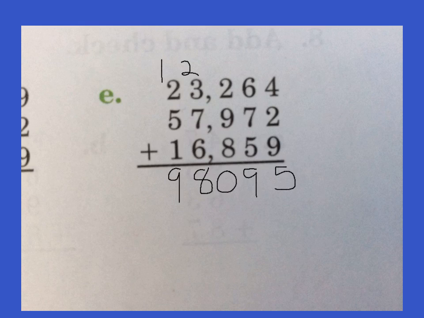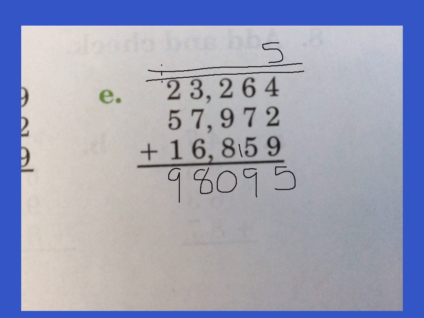I'm going to erase some of those top numbers that I left up there. You should be erasing them off of your page too. And now we'll check by going up when we add. 9 plus 2 is 11, plus 4 would be 15. So we put a 5, carry our 1 down at the bottom.